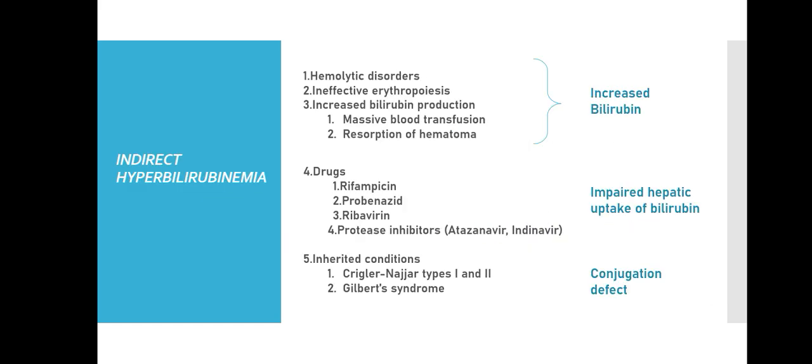Indirect hyperbilirubinemia can be due to increased bilirubin production as in hemolytic disorders, ineffective erythropoiesis, massive transfusion and resorption of hematoma, impaired hepatic uptake of bilirubin as occurs with drug intake like rifampicin, propionate, and conjugation defects in the liver as in Crigler-Najjar syndrome and Gilbert syndrome.